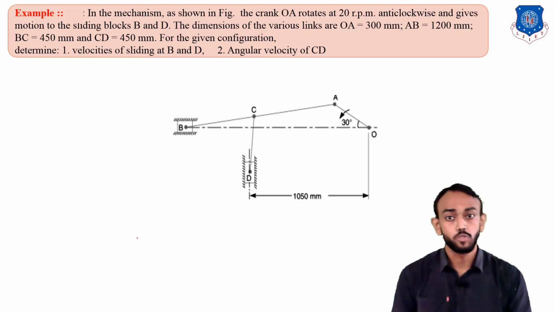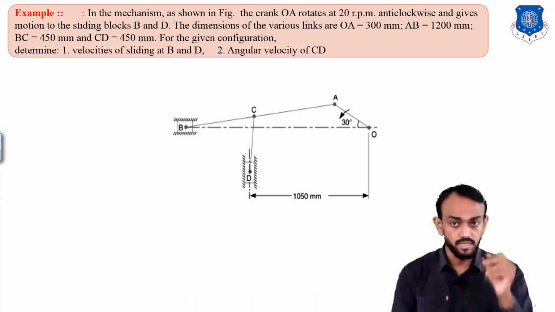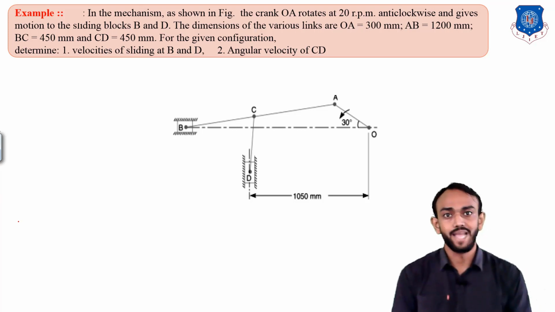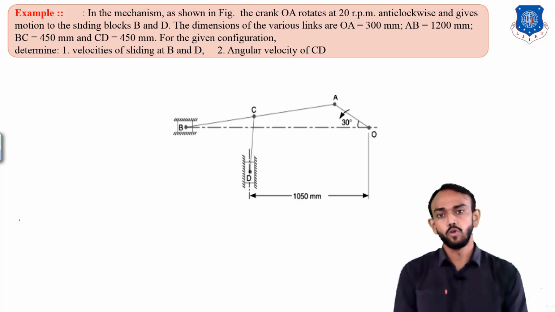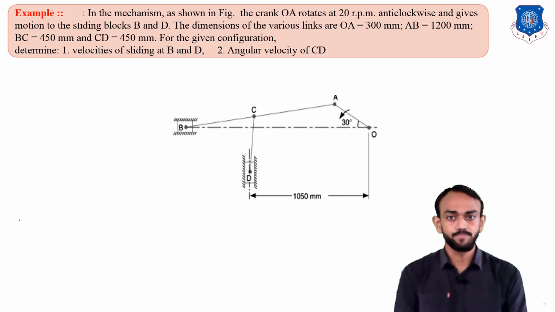Two sliders are there, B and D. B is sliding horizontally and D is sliding vertically. The lengths of all the links are given. We have to find the sliding velocity of B and D and the angular velocity of the CD link. So first of all, we have to draw this.